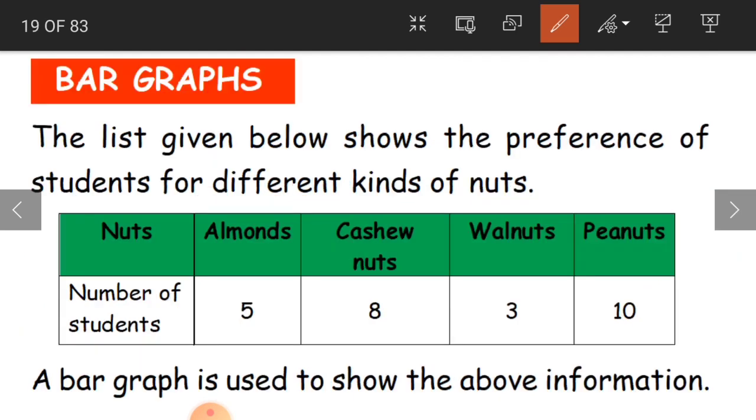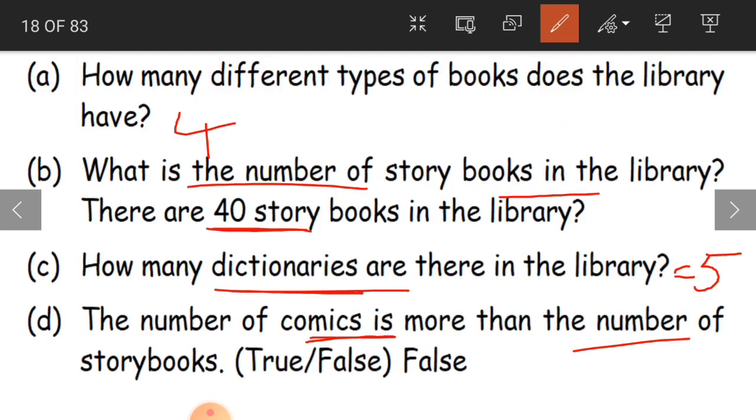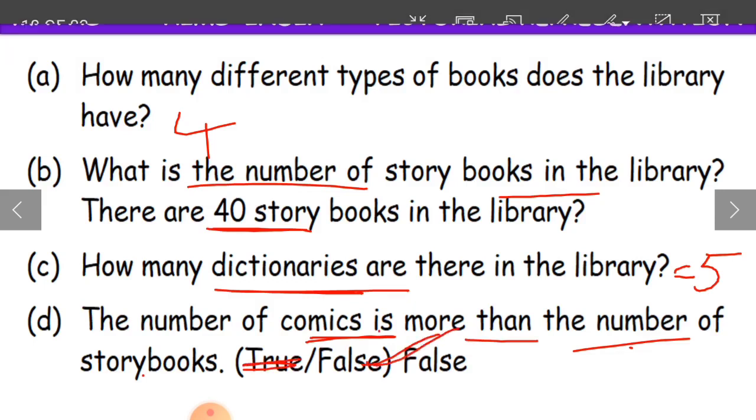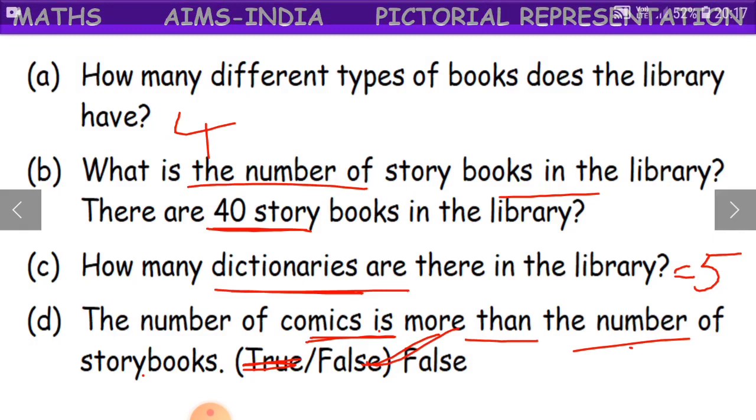But what are they saying? They are saying that comics is more than the number of storybooks. Is this true? No, it is false. This statement is false. Yes?